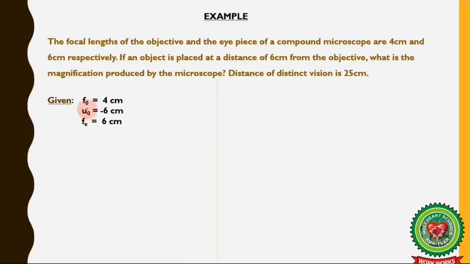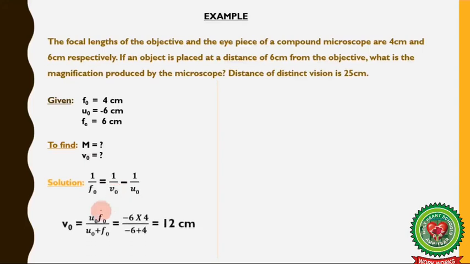f0 means focal length of objective, u0 is the distance of the object from the objective, and fe is the focal length of the eyepiece. We have to find the magnification produced by the microscope, that is m. But to calculate m, we should also know v0. So first of all, we are going to find v0. By using the lens formula, 1/f0 is equal to 1/v0 minus 1/u0, v0 is equal to u0 f0 divided by (u0 + f0). By putting the values of u0 and f0 in this equation, we get v0 is equal to 12 cm.